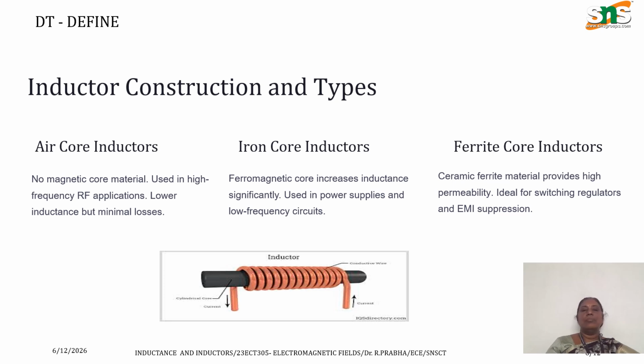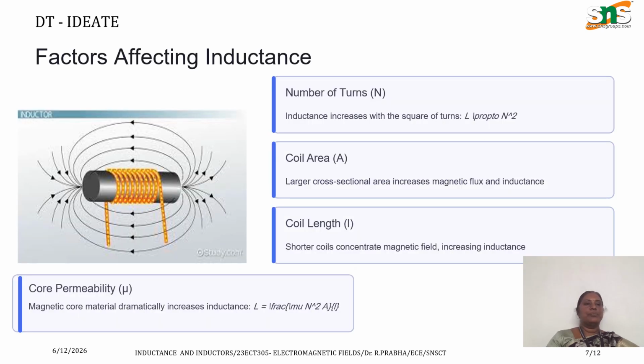And the second type, iron core inductors. Here the material used is ferromagnetic core material, which increases inductance significantly, used in power supplies and low frequency circuits. The third type is based on ferrite core material. This ceramic ferrite material provides high permeability, and it is ideal for switching regulators and also EMI suppression.